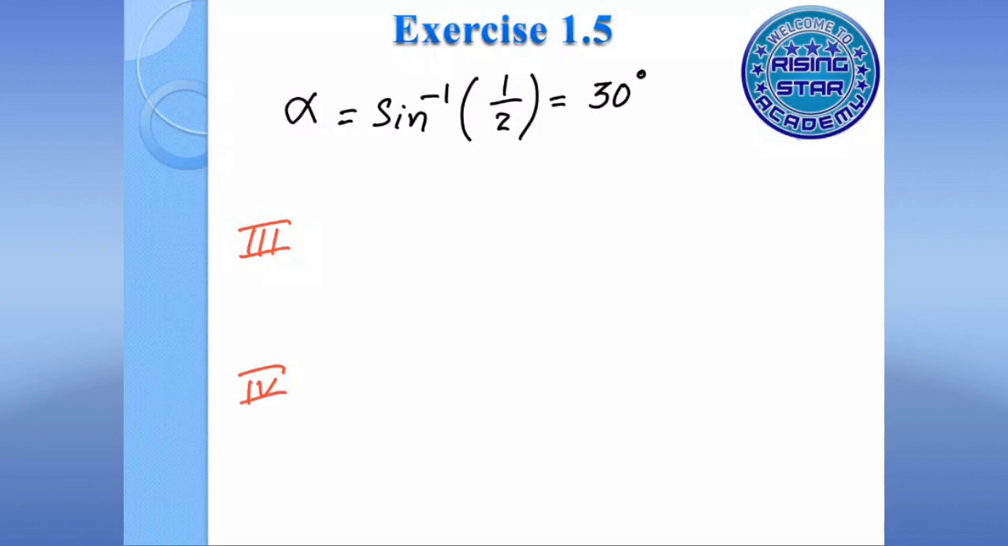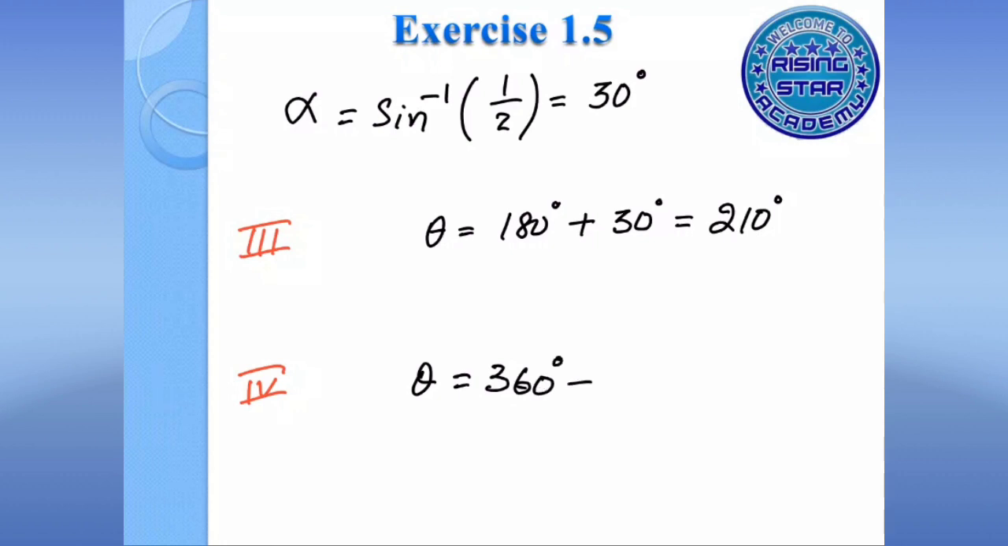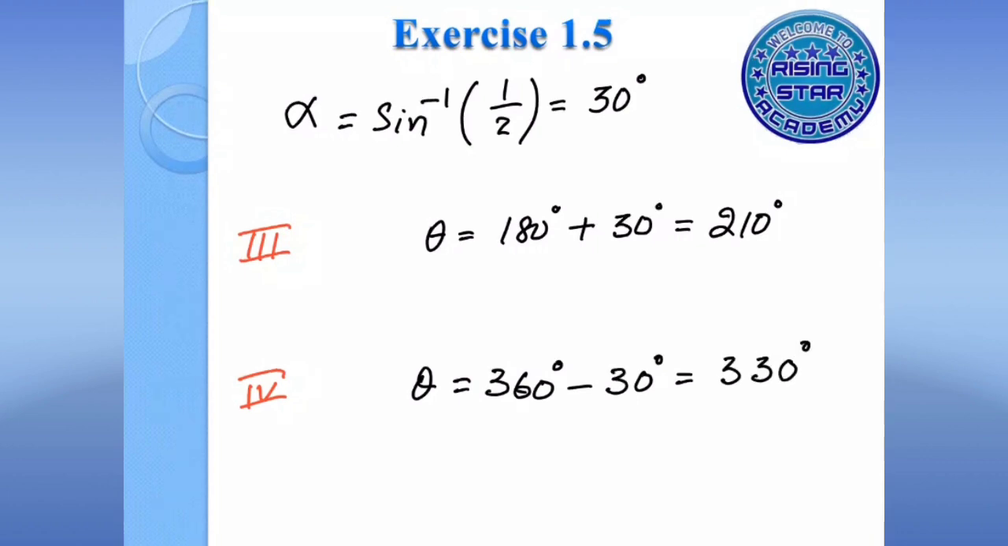So in the third quadrant, we know that theta would be equal to 180 degrees plus 30 degrees. So that would become 210 degrees. And here, in the fourth quadrant, theta would be 360 degrees minus the basic angle alpha, that is 30 degrees. So the answer would become, in that case, 330 degrees. Move to the next part.